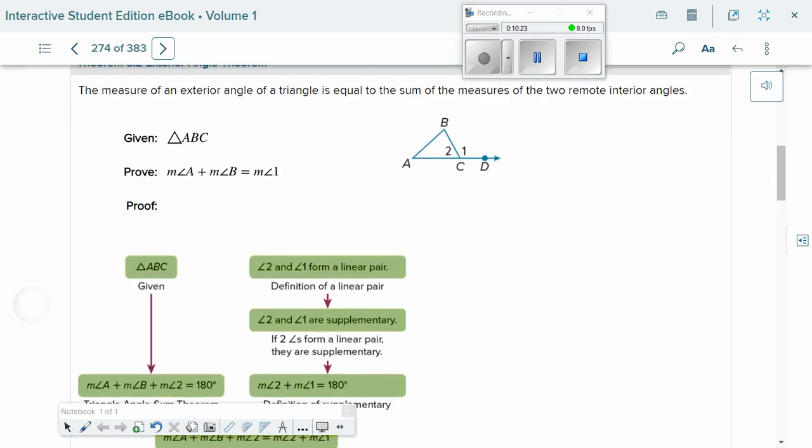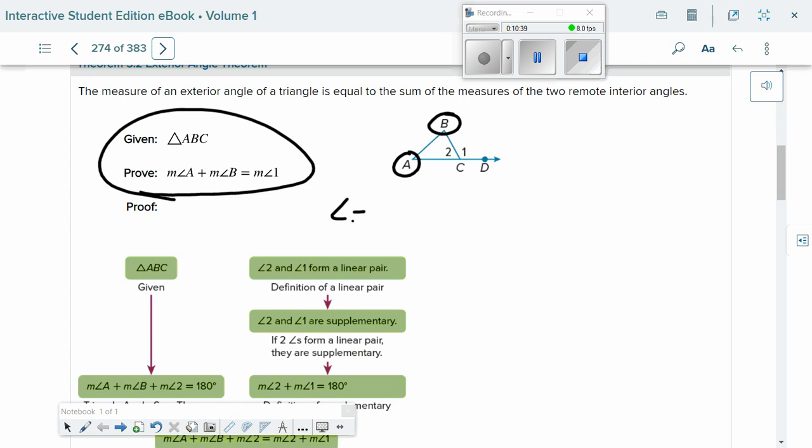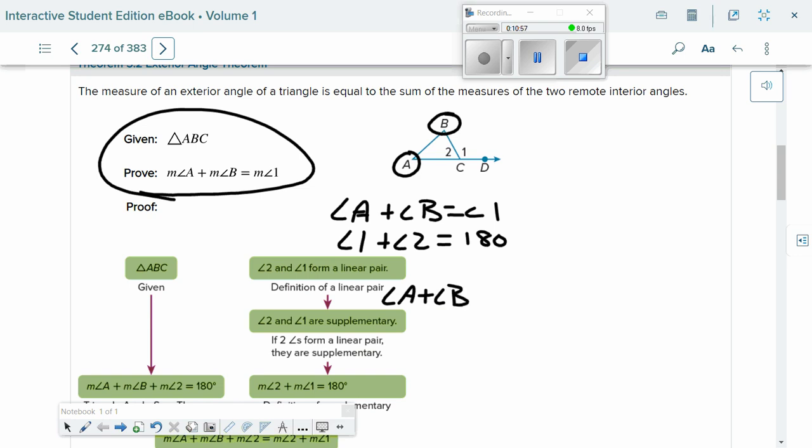So this is just a flow chart proof. We're not going to do this, but you know, just taking what they show you here and what's given and what you have to prove. They're just proving that theorem. And if I have angles A and B, angle A plus angle B should equal angle 1. All right. And angle 1 plus angle 2 equals 180. And angle A plus angle B plus angle C also equals 180.